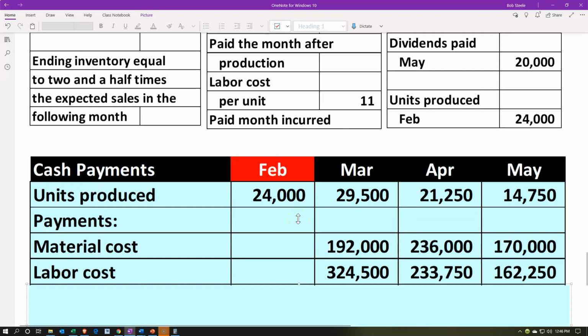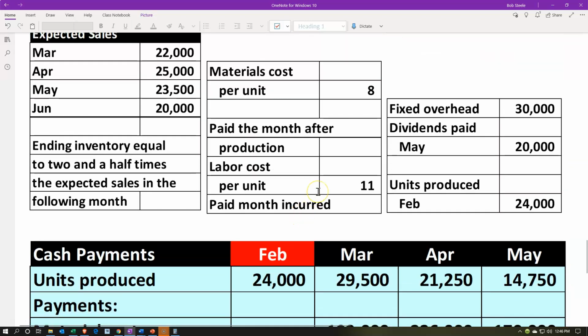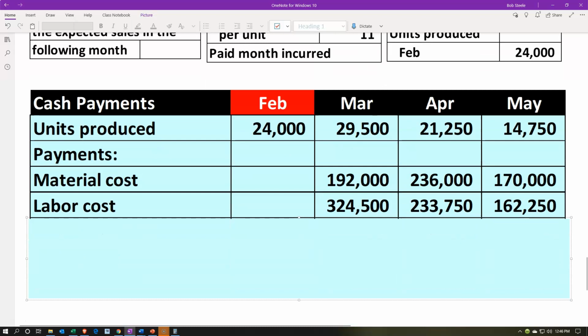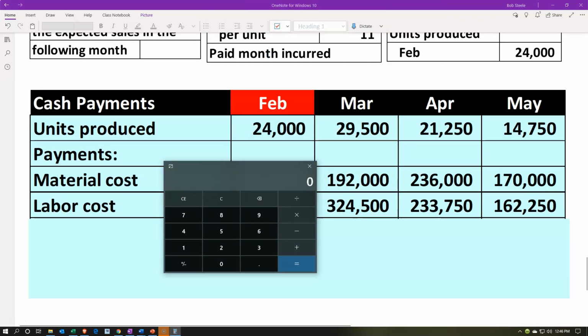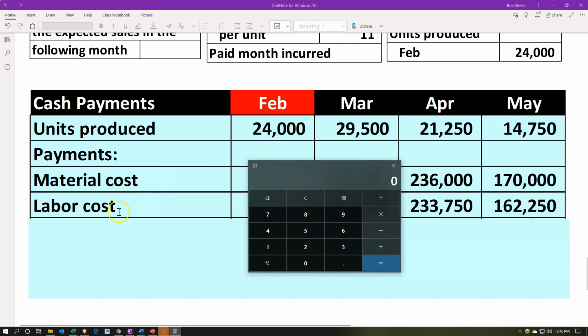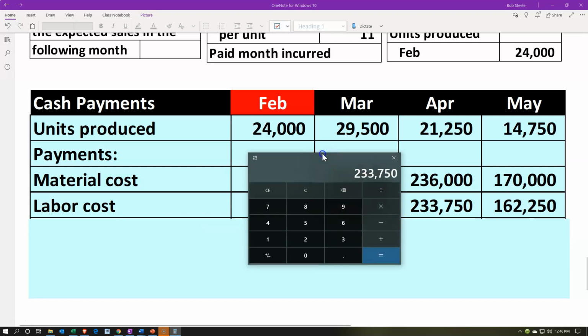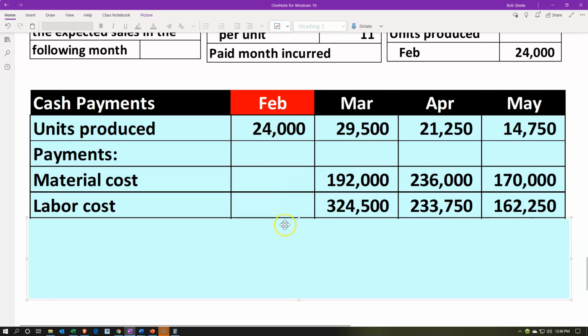So then we got our other payments. We've got the labor costs. It said that the labor here was $11 per unit, and we pay for them in the same time period. So we would simply take the units that we have, which is going to be the 29.5 in March, times $11. That gives us the $324.5. No staggering process here. We're just going to keep those in the same time period. $21,250 times 11 would then give us that $233,750, and so on and so forth.